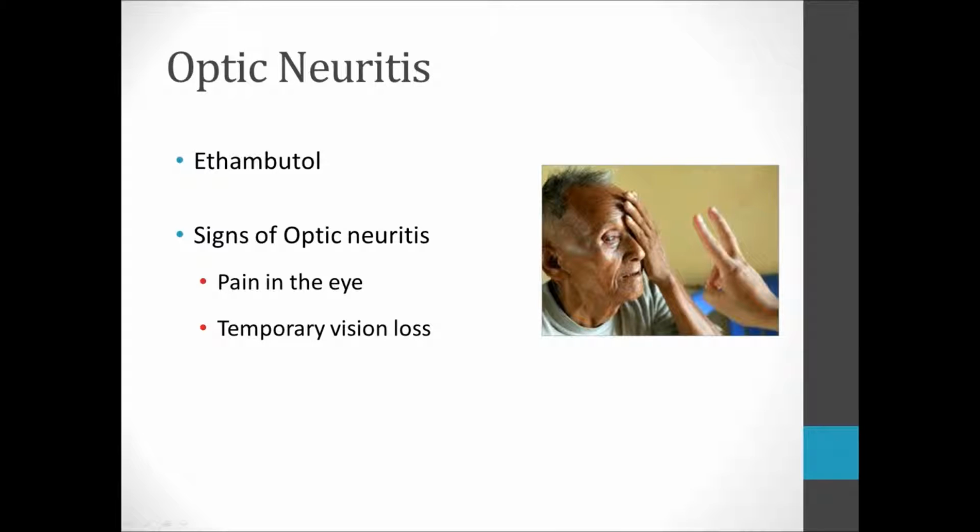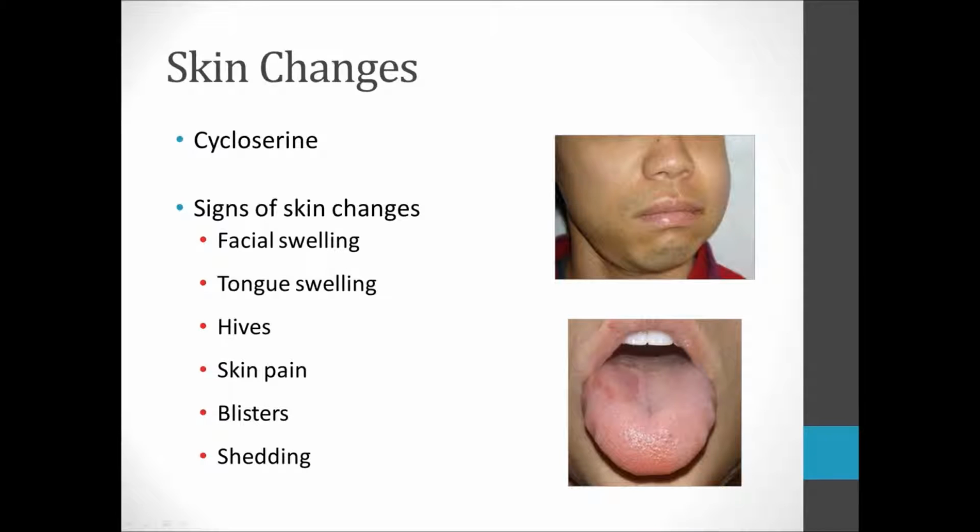Optic neuritis is associated with ethambutol. Signs of optic neuritis include pain in the eye and temporary vision loss. Changes in the skin are associated with cycloserine. Signs associated with skin change are facial swelling, tongue swelling, hives, skin pain, blisters, and shedding.